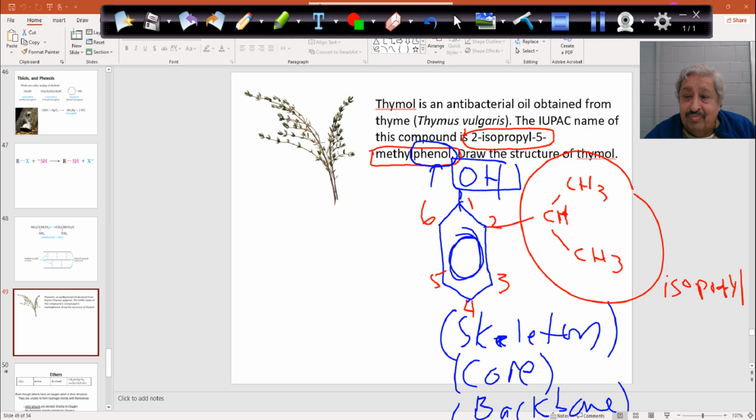Then we have 5-methyl. Where's the 5? It's here. And what is it? Methyl, correct? So CH3. So we have this, and that's our plants here. This is the formula of the plants. Whatever it's producing is this type of compound, and this is antibacterial.